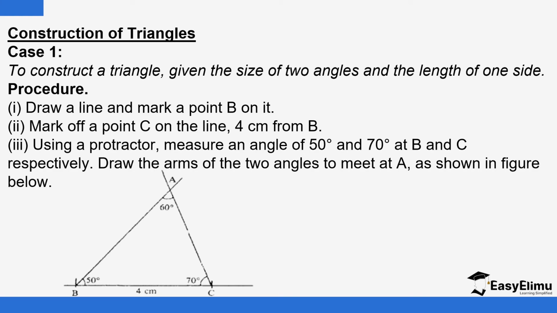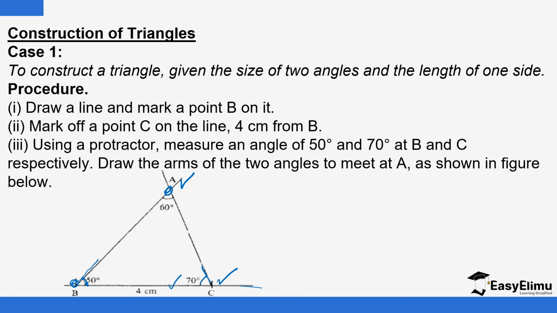One, you have to start with a given side. Like in this case, maybe you are given side BC. See? So you start with B, draw a line first, then mark B, then measure 4 centimeters, draw an arc. Then you are given this angle here, so you construct an angle there. I mean, measure the angle, draw the line. Measure this angle here, draw the line. Where the two lines meet, that is where A is. See? So you draw the arms of the two angles to meet at A. So you basically need to follow the procedure that is given.